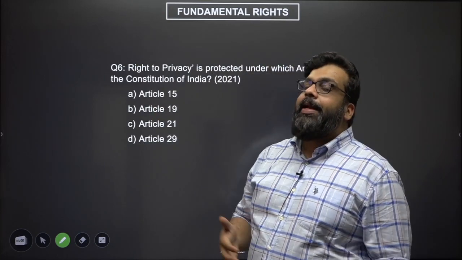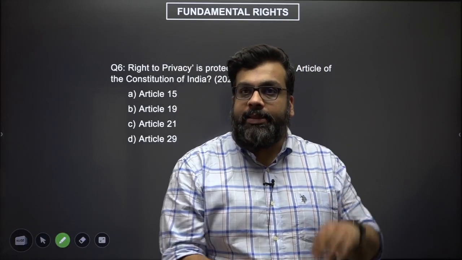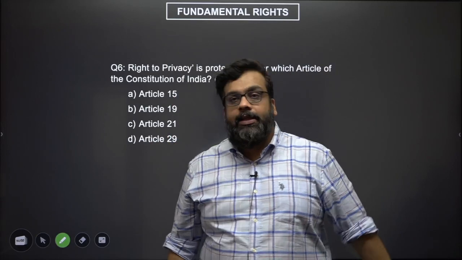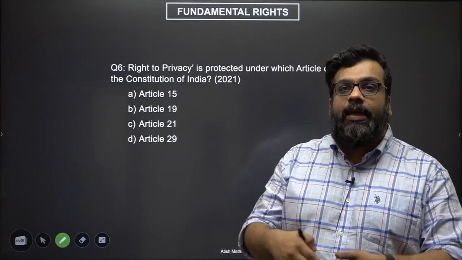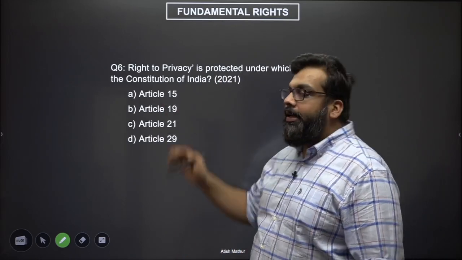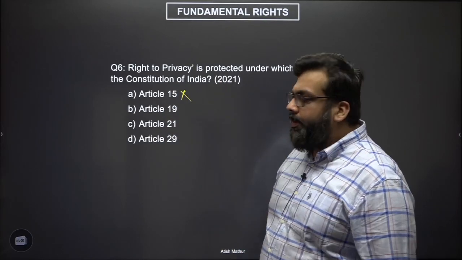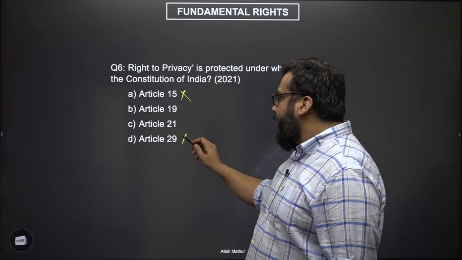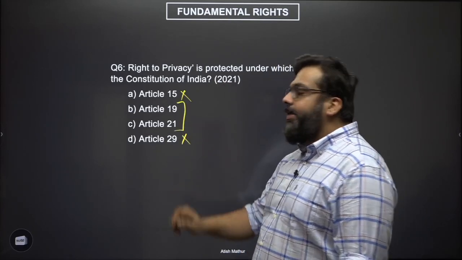That if people have the right to express themselves, then they also have the right to have the right information so that they can express themselves better. Unless that is the case, and one of the options says Article 21, please assume it's Article 21 because it's the largest all-encompassing umbrella right. So Article 15 is related to non-discrimination and education reservation, has nothing to do with privacy. Article 29 is cultural and educational rights for minorities. We are stuck with 19 and 21.